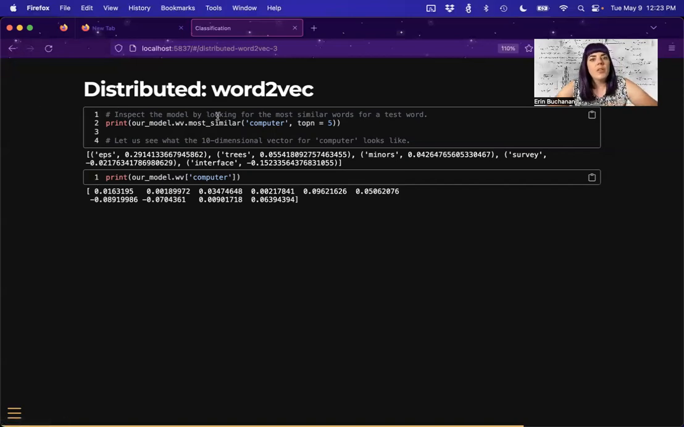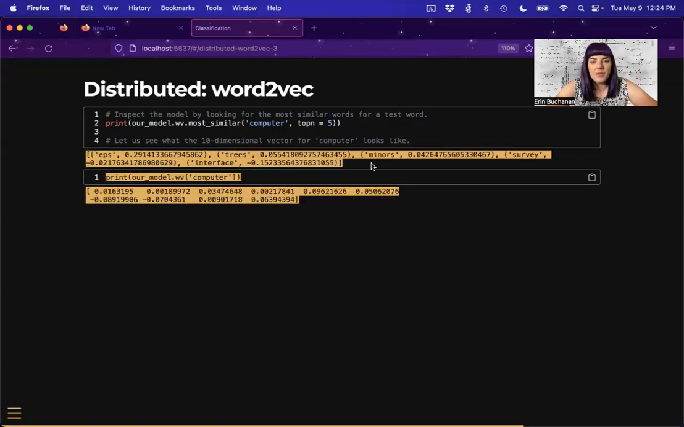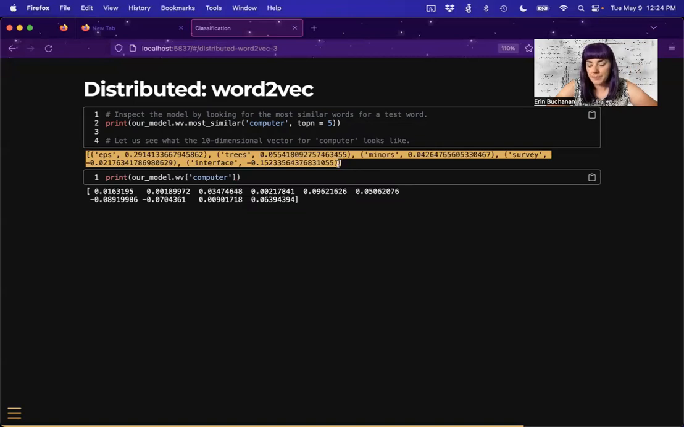What are the most similar words to computer in this example? So model.wv.most_similar, computer, give me 5 of them. We got EPS, trees, miners, survey, and interface. You can get negative values here. Print our model computer. I can see that I have 10 values, so I'm getting the word by dimensions matrix, and these are extracted from the words by dimensions matrix.